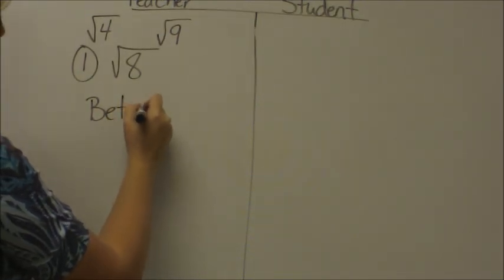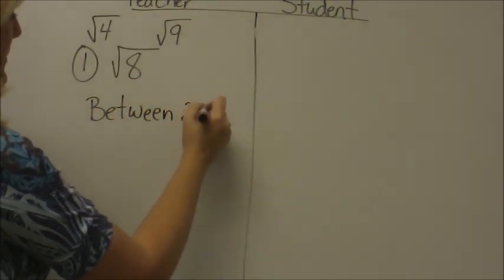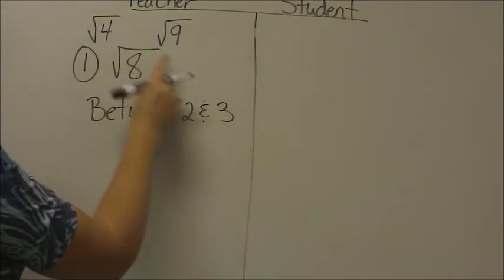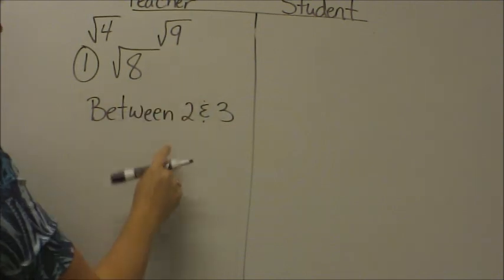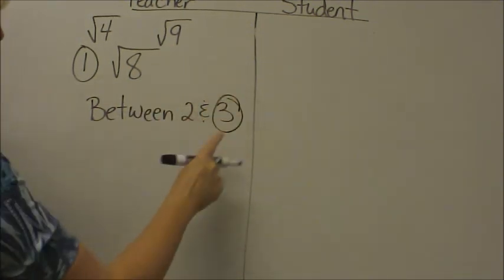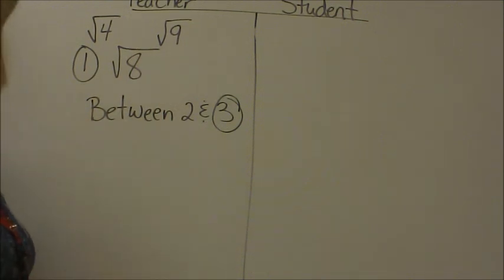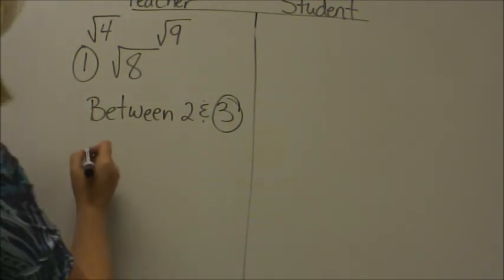So the square root of 8 is somewhere between 2 and 3, right? Square root of 4 is 2, square root of 9 is 3. It's going to be closer to the 3. My estimate would be 3, because 8 is closer to 9. All right? Look at number 2.